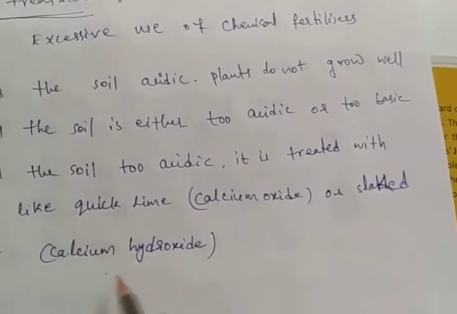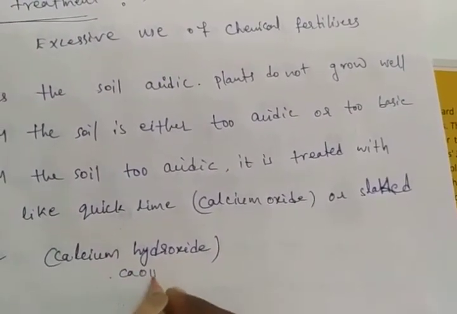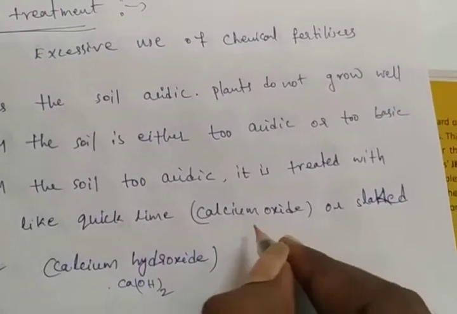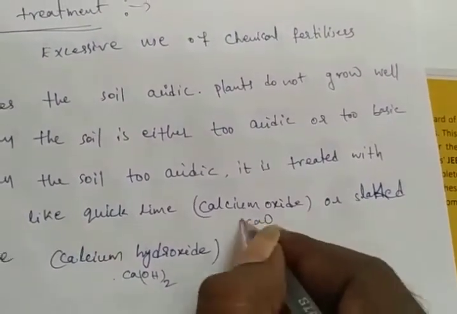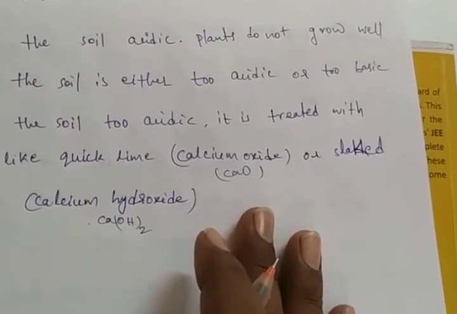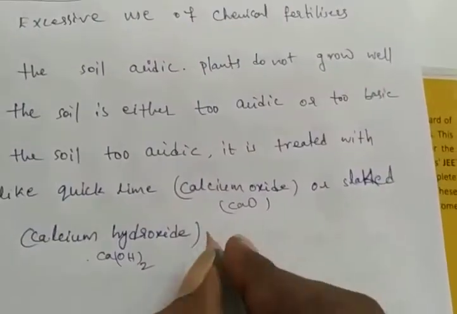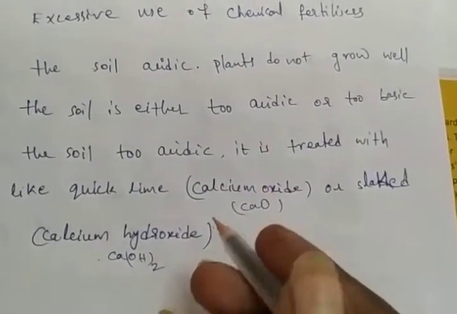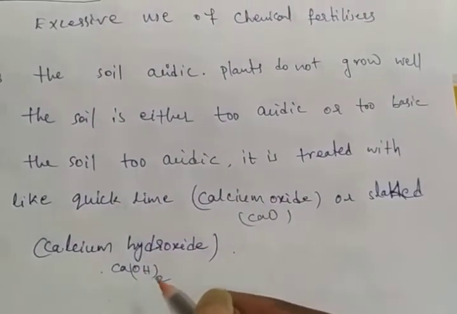Slaked lime means calcium hydroxide. The formula is Ca(OH)2. Calcium oxide means CaO. This is the formula. Calcium hydroxide or slaked lime. If the soil is acidic, we can use quicklime and slaked lime.